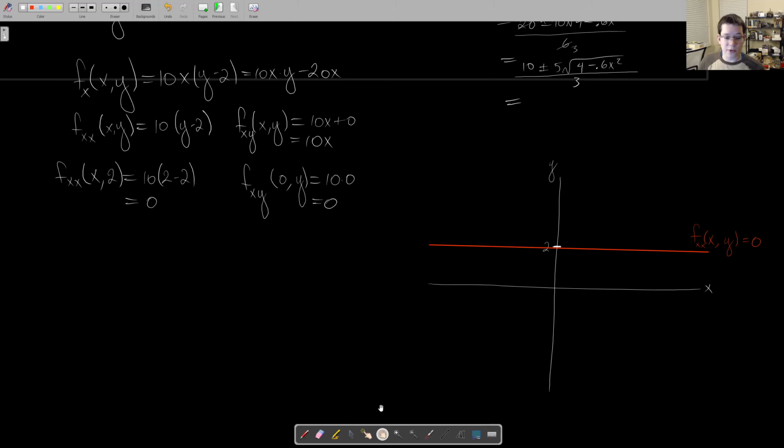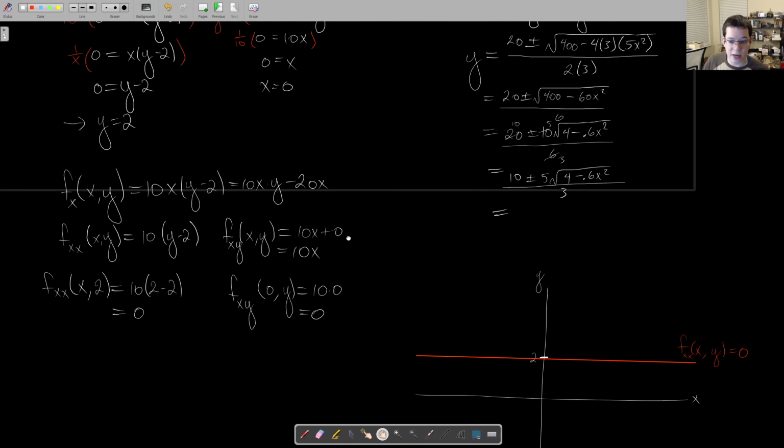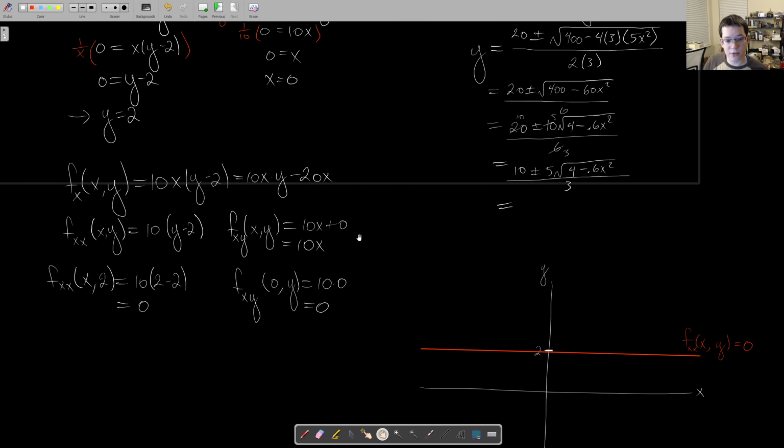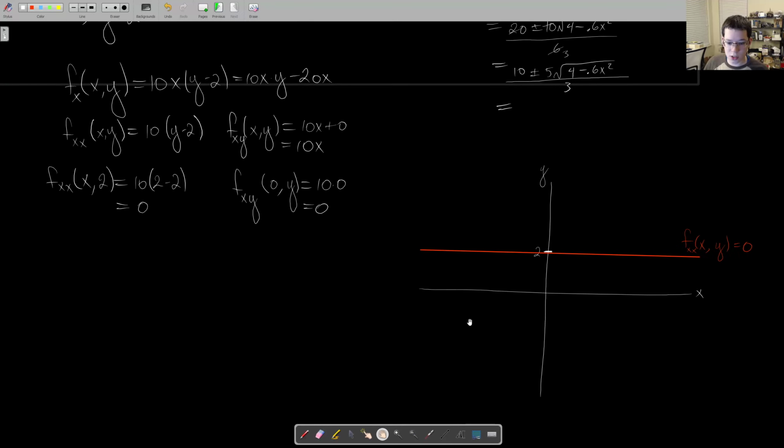So in both of those cases, we have the second derivative at our critical point is 0, which means it is neither concave up nor concave down. It is flat. Which is interesting. So then we have another one right here.